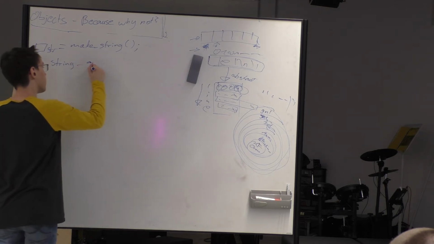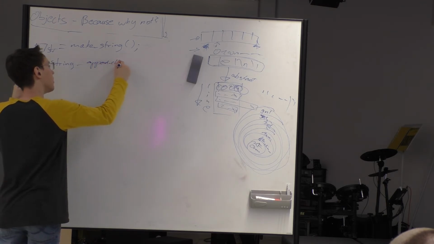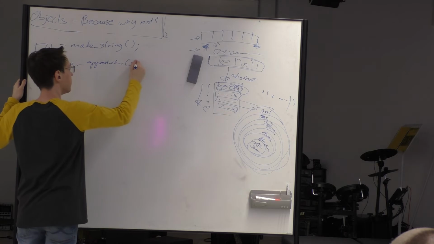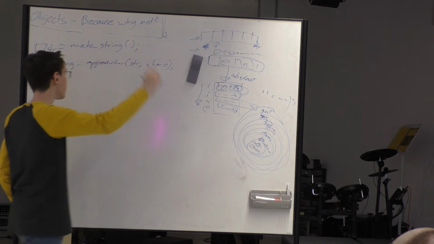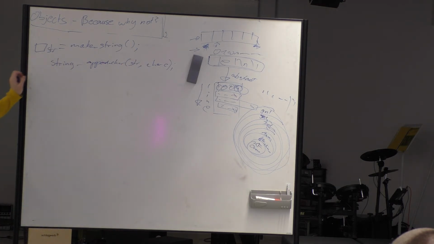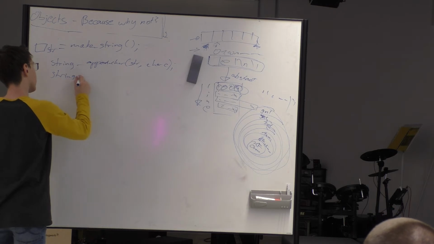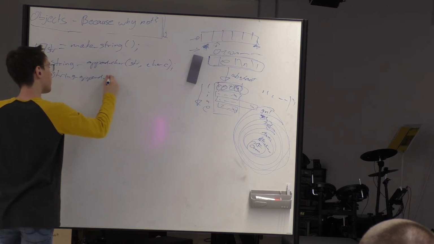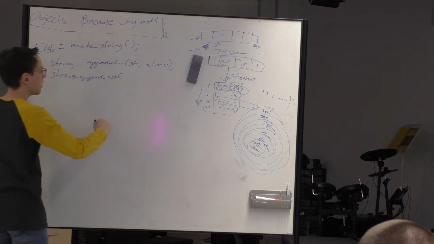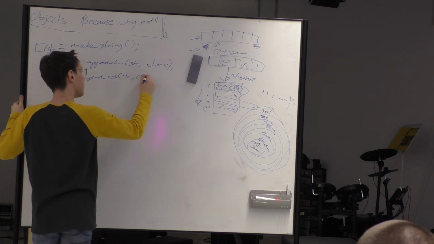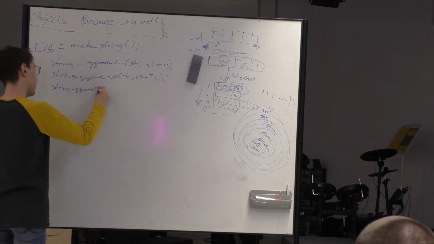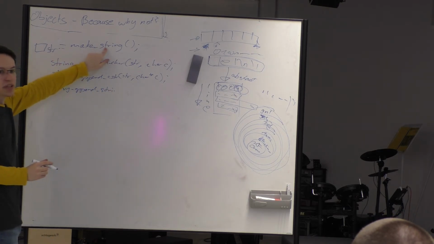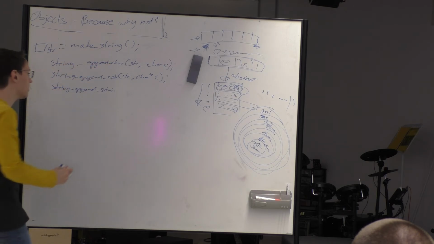Now string append char takes this string again as the first argument, and char C, of course. This might be one thing. Another thing might be string append a C string, so a char pointer, basically. Or maybe string append string, like a string that was created by using make string, because they are not the same as char pointers, or might not be.